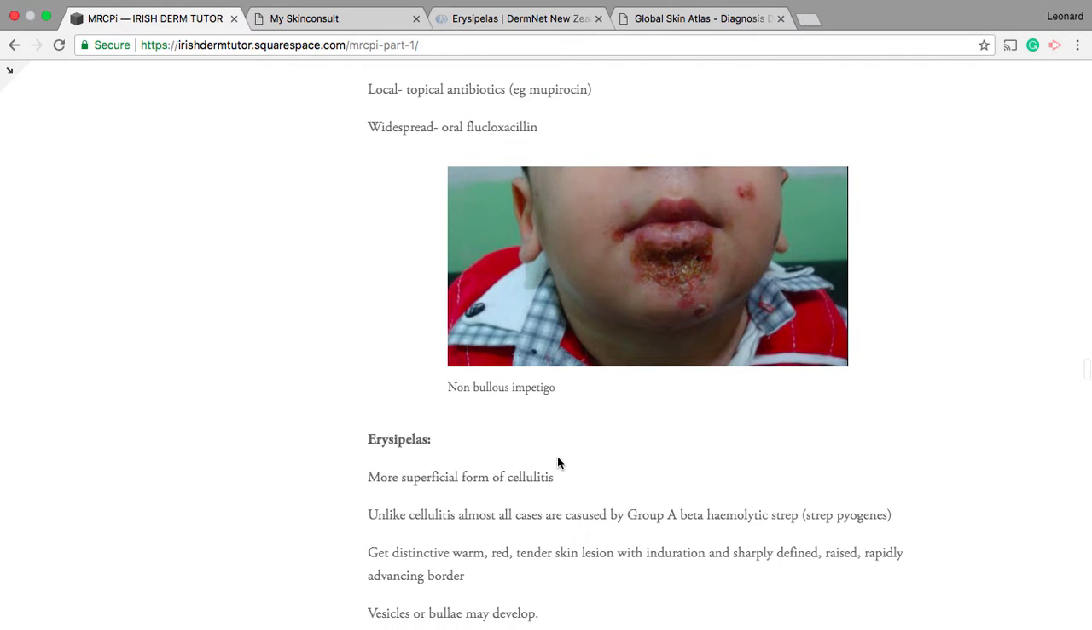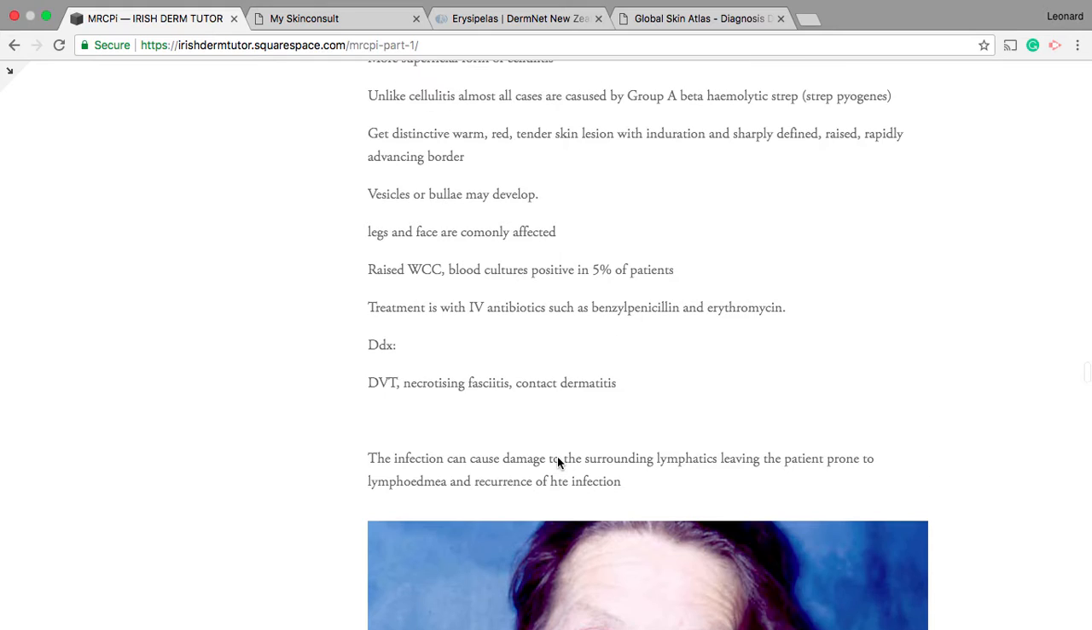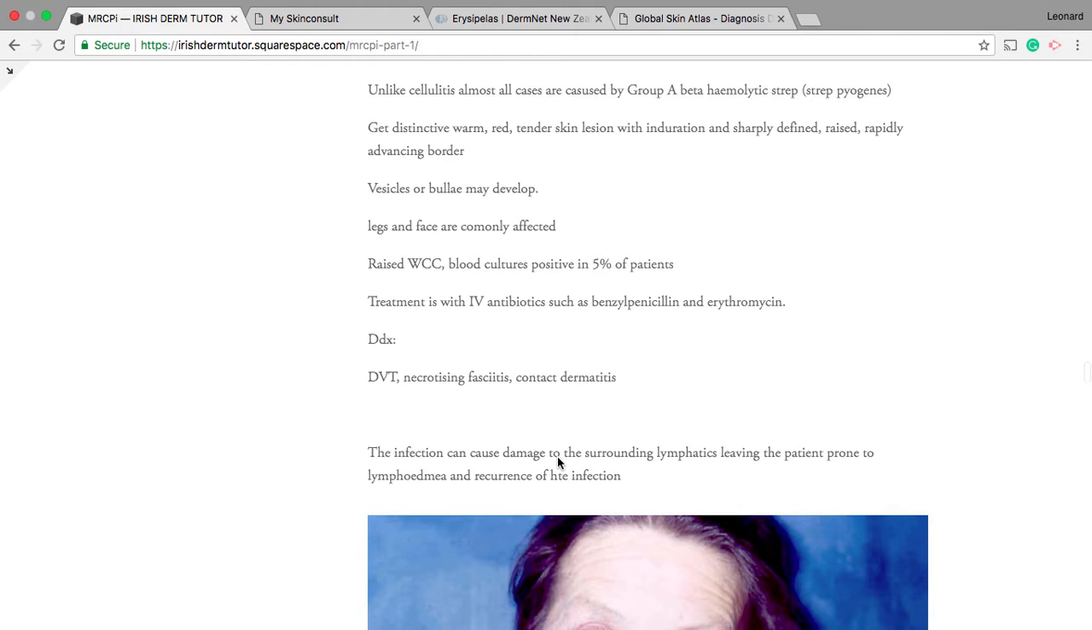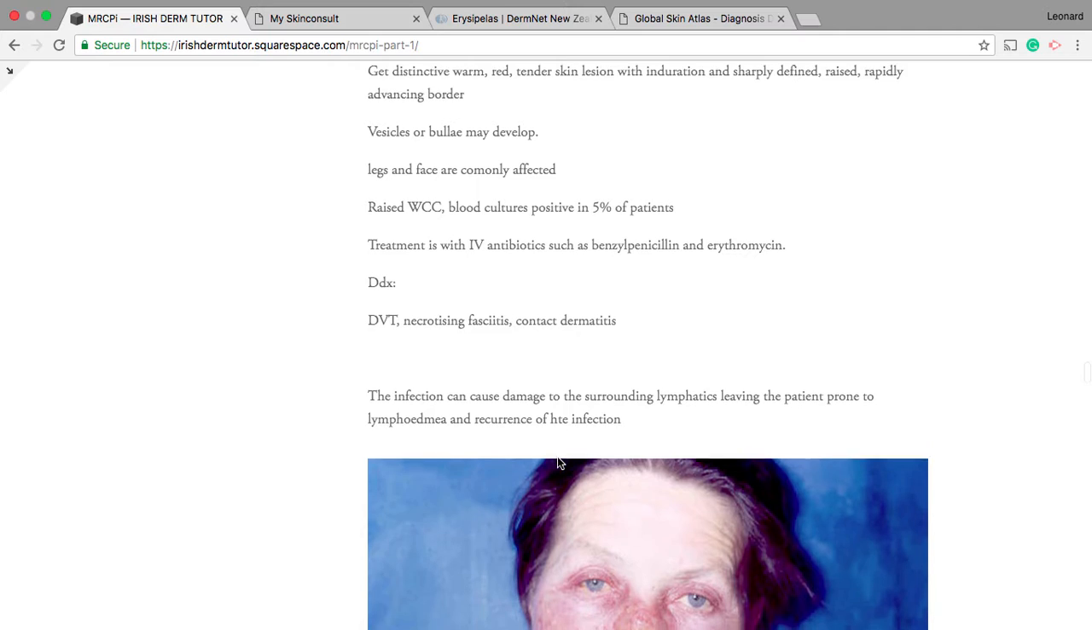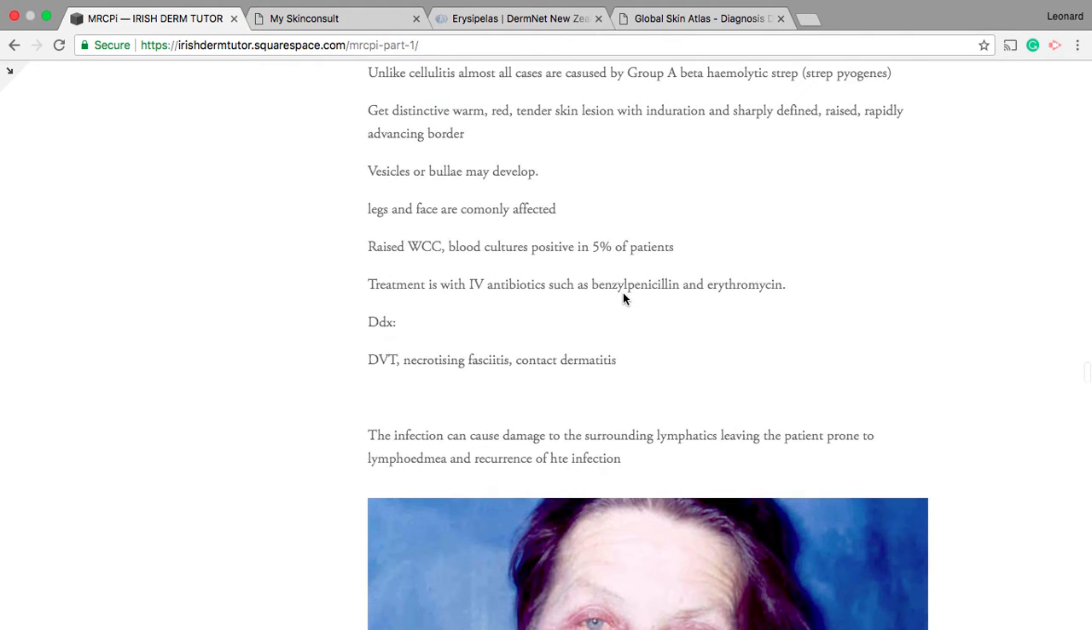So erysipelas is a more superficial form of cellulitis. And unlike cellulitis, almost all cases are caused by group A beta hemolytic strep. And you get these distinctive warm, red, tender lesions with induration as seen here, and oftentimes they can get blistering within these lesions. The borders tend to be very well demarcated, and it is very tender. As I mentioned, vesicles or bullae can develop.